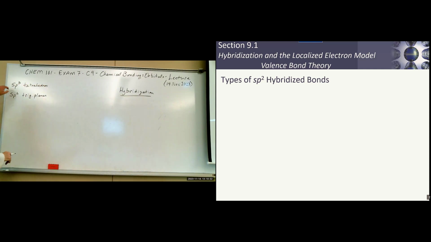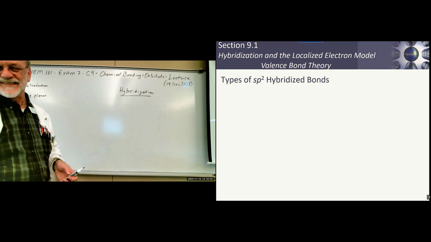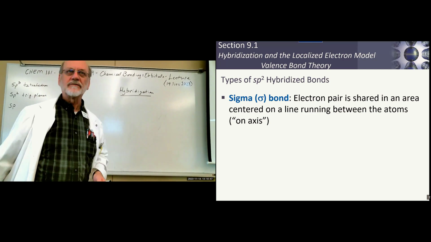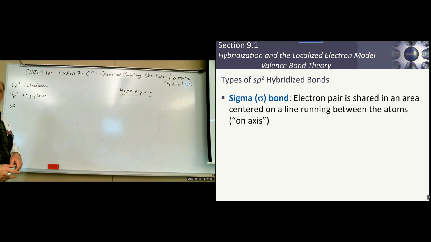So we've hybridized an s and 3 p's. We've hybridized an s and 2 p's. Now, the logical question would be, what about an s and 1 p? That's where we're headed next. Oh, no, we're not. We're going to talk about sigma bonds and pi bonds.